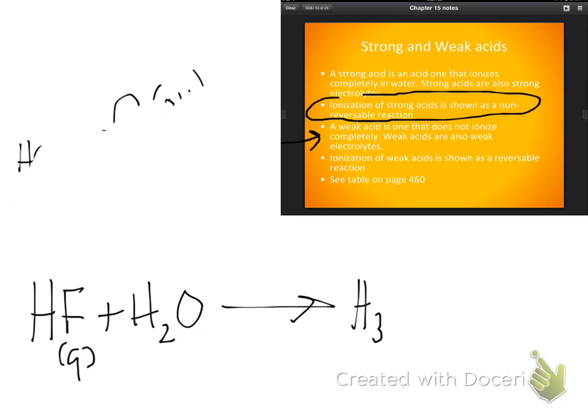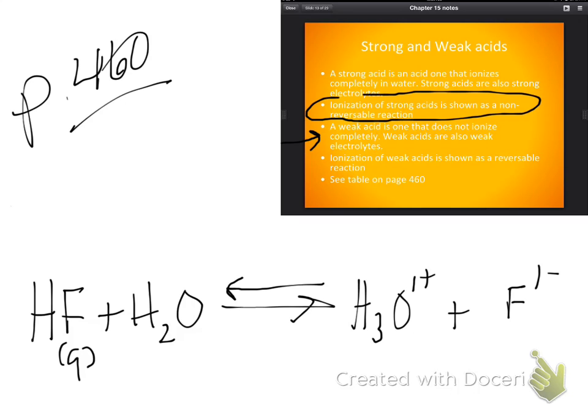So we get H3O1 plus, and we get fluorine 1 minus. But this one is reversible, and so this is more of an equilibrium state, really and truly, where you're going to have fluoride ions, and you're also going to have molecules of hydrogen fluoride.